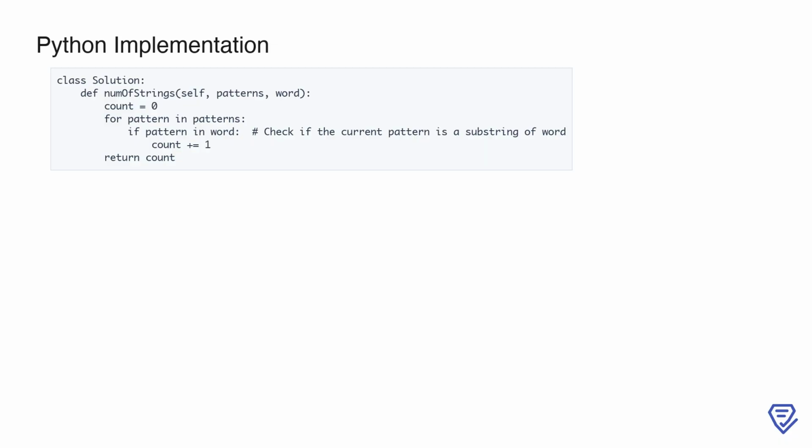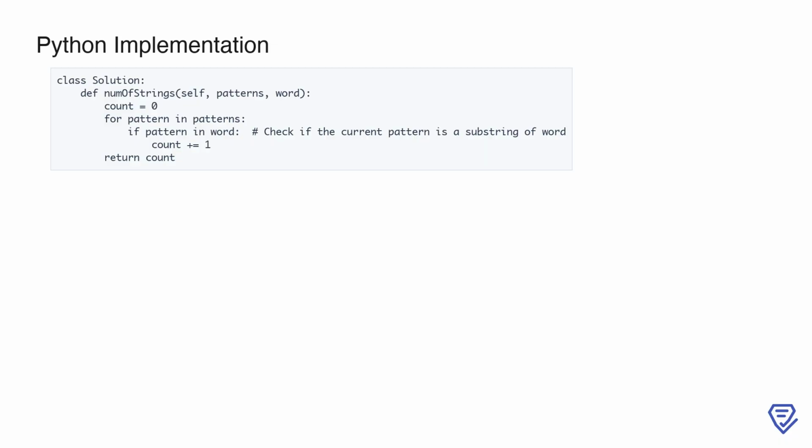2. Function input parameters. The method takes two parameters. Patterns, a list of strings to check. Word, the target string in which substrings are checked. 3. Initializing the count variable. A variable count is initialized to 0. This will keep track of how many patterns from the list are found as substrings in word.